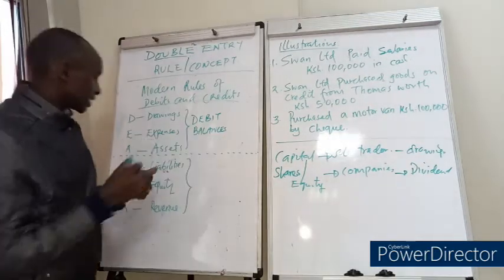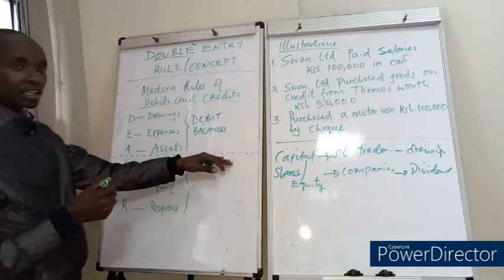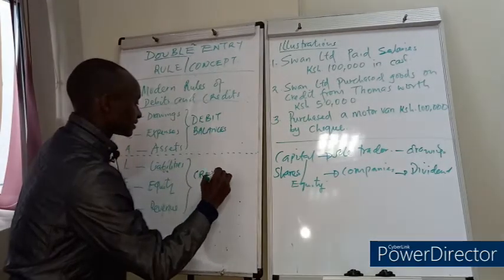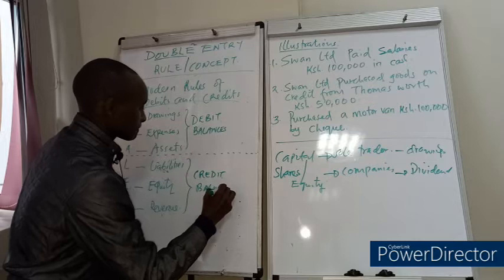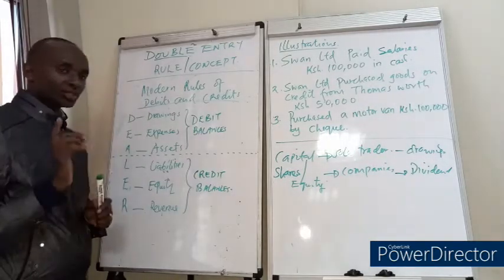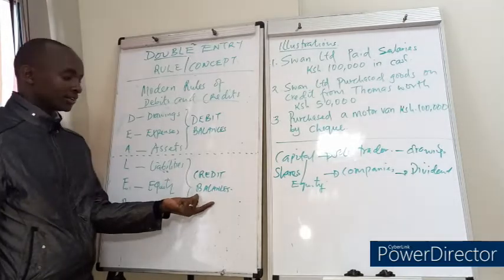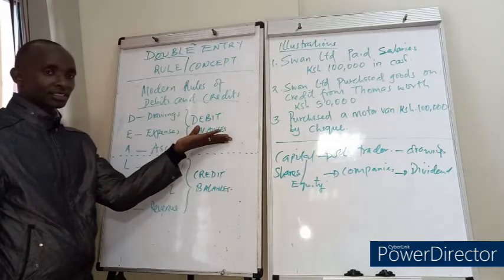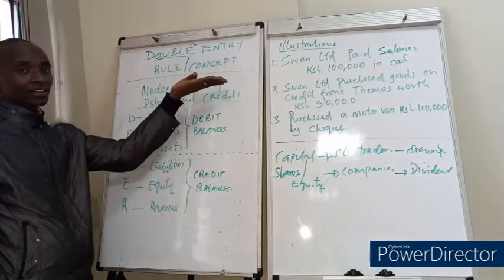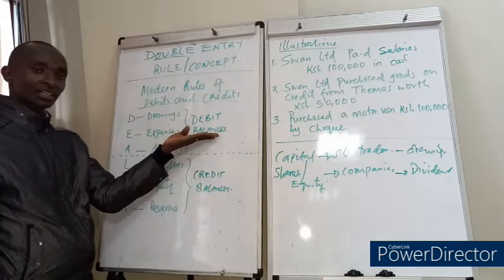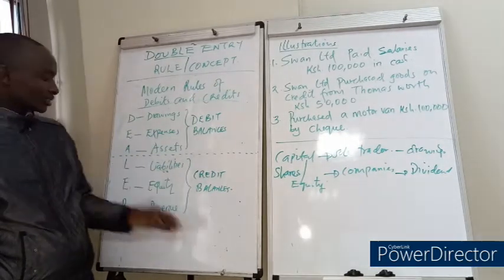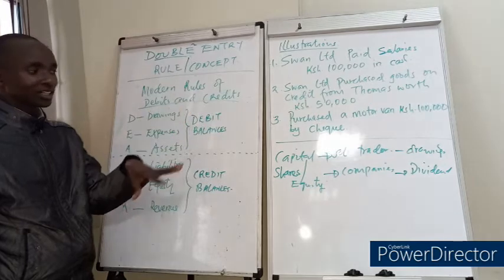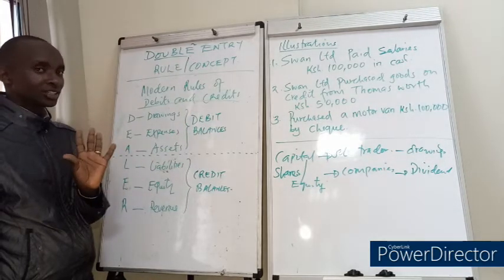Are we together? But the items below the imaginary line, the liabilities, equity, and revenue, have got credit balances. I want you to take keen note of this. Make sure you have understood it. In short, the items on top of this imaginary line have got debit balances, and the items below this imaginary line have got credit balances. I'll show you practically, and you will enjoy this topic.